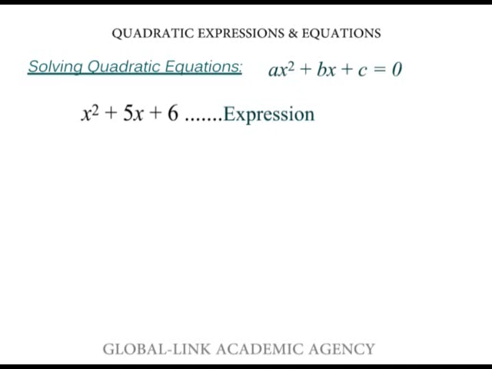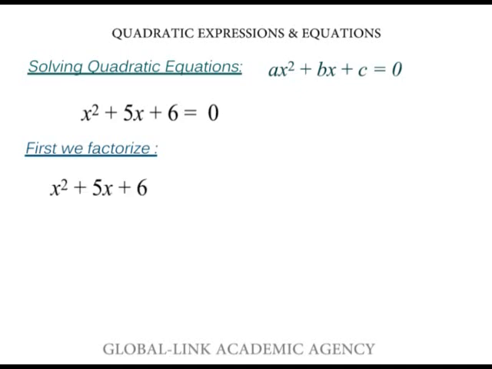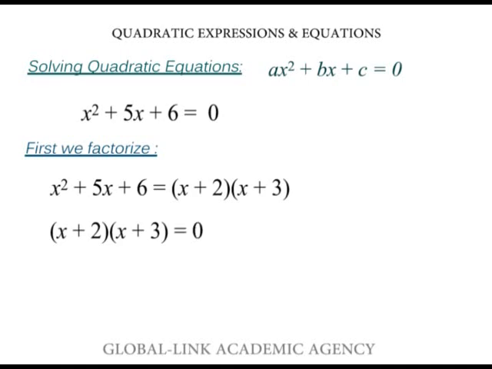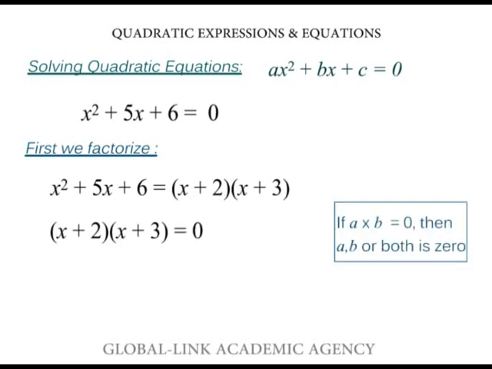Let's solve the equation. We first factorize the equation. X squared plus 5x plus 6 is equal to (x plus 2) times (x plus 3). Therefore, (x plus 2) times (x plus 3) is equal to 0. Now, assuming a times b is 0, it means either a, b, or both is 0. Equally, for the above case, either x plus 2, x plus 3, or both is 0.